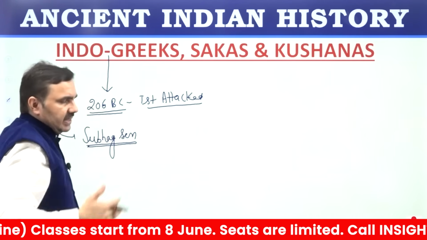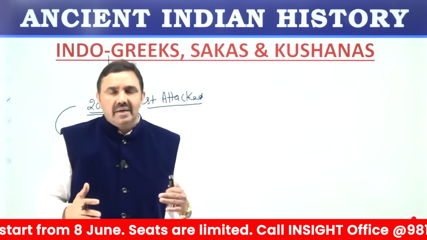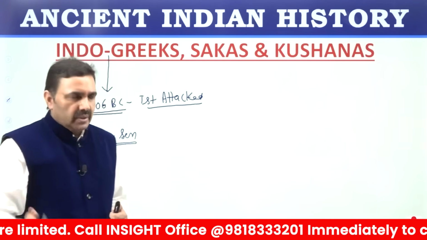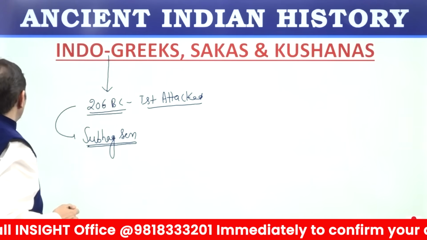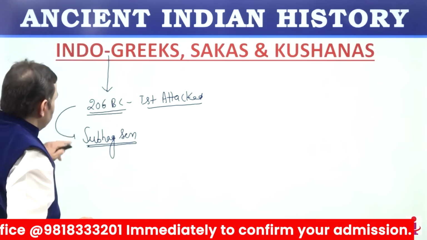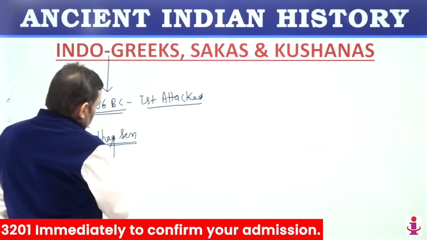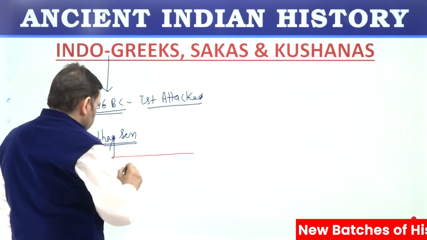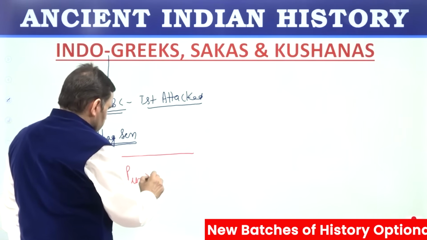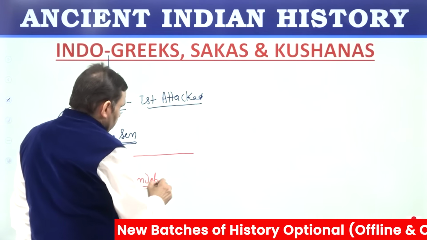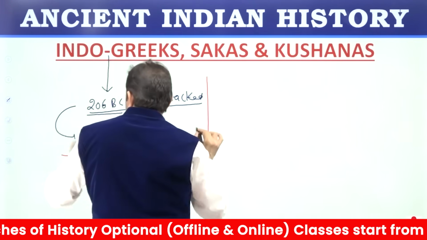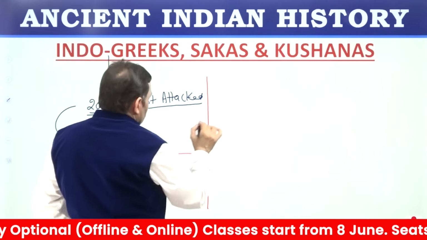Now you can connect better how the Mauryan Empire was weak after Ashoka. The successors of Ashoka were not strong enough to save the empire from external threat. Indo-Greeks reached up to Punjab. So Afghanistan, Punjab region. The Indo-Greeks were followed by Sakas.